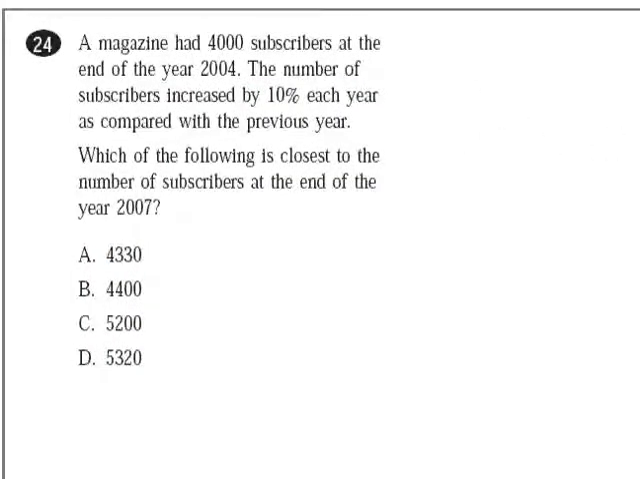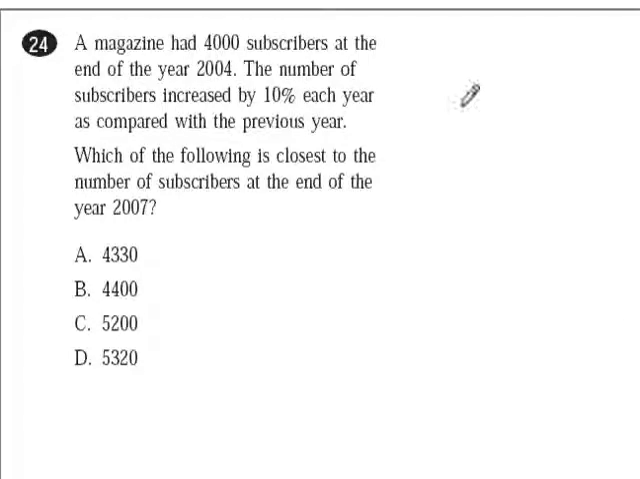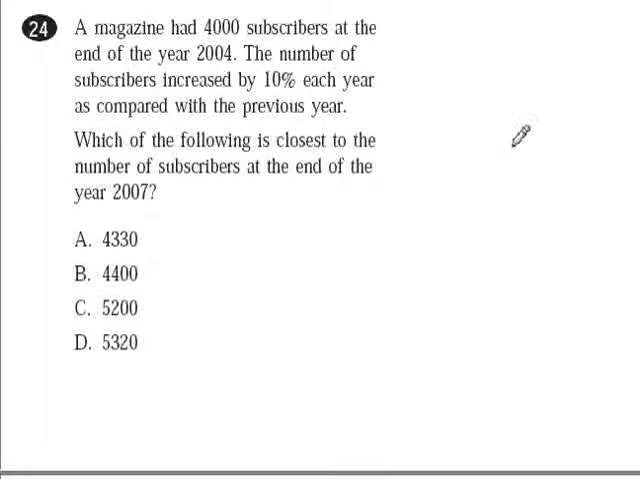So number 24, this is an interesting one. A magazine had 4,000 subscribers at the end of the year 2004. The number of subscribers increased 10% each year as compared with the previous years. Which of the following is the closest to the number of subscribers at the end of the year 2007?